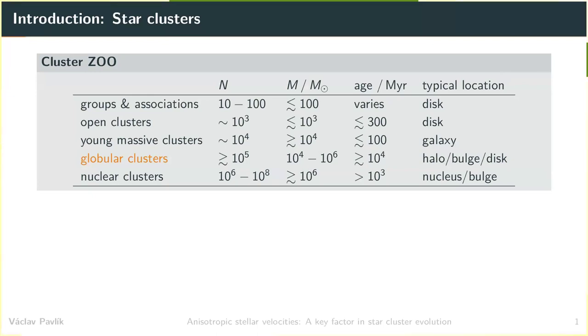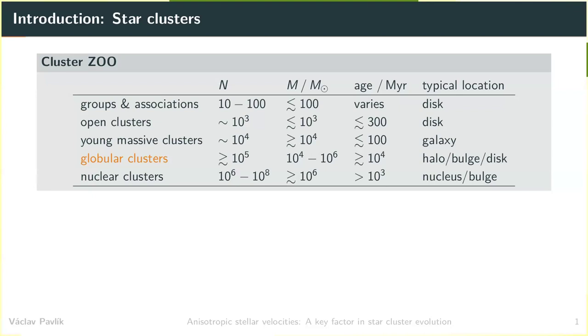Star clusters come in all different shapes and sizes. You can have groups and associations counting a few stars, with varying ages, and you would usually find them in a disk. Open clusters are more populous, with ages up to 300 million years, and you would also typically find them in a disk. Then there are young massive clusters all over the galaxy, and globular clusters, which is the topic I will cover today. They usually have more than 100,000 stars, with masses from tens of thousands of solar masses to a million solar masses. They are usually older than a gigayear, and they are found in the halo, in the bulge, and in the disk of galaxies.